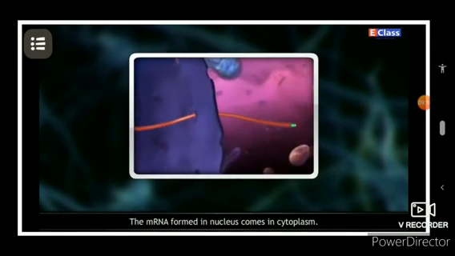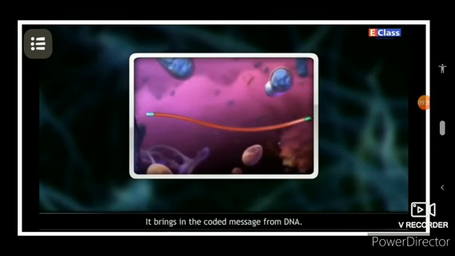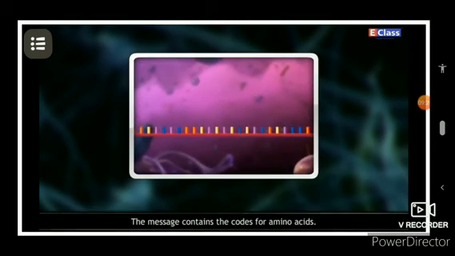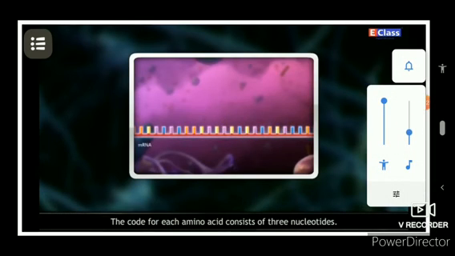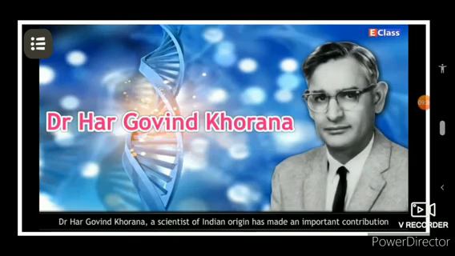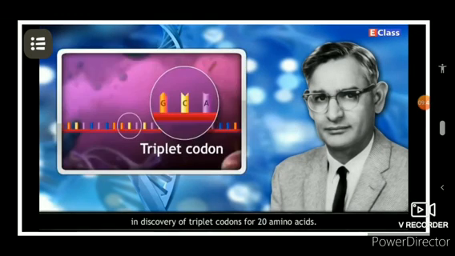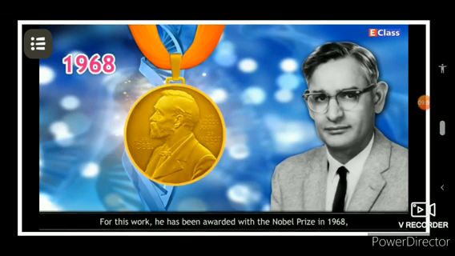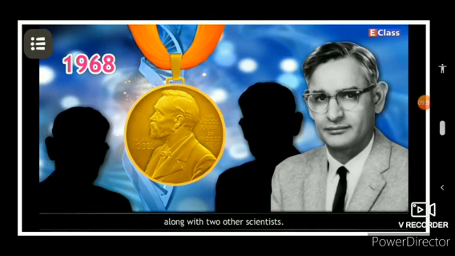The mRNA formed in the nucleus carries the coded message from DNA. The message contains codes, and the code for each amino acid consists of 3 nucleotides. It is called the triplet codon. Dr. Hargobind Khorana, a scientist of Indian origin, discovered the triplet codons for the 20 amino acids. For this work, he was awarded a Nobel Prize along with two other scientists.